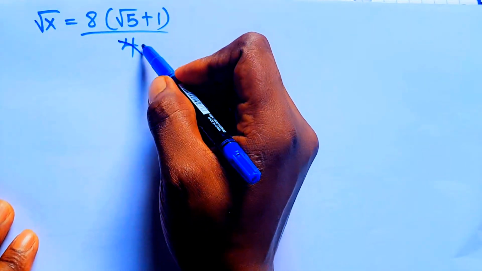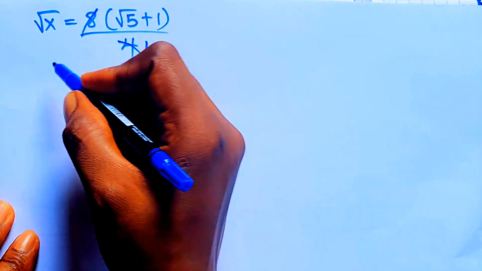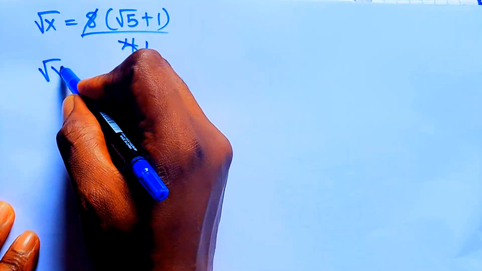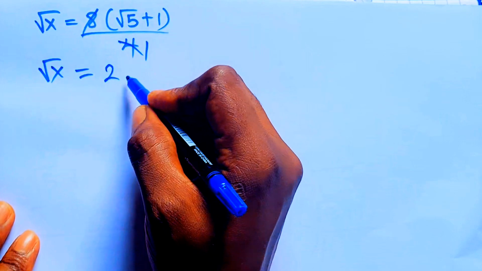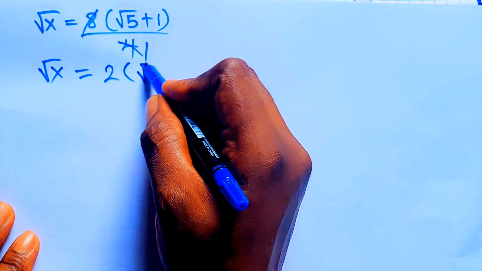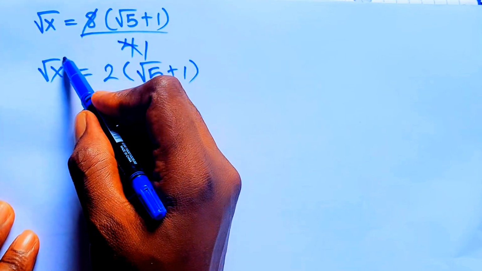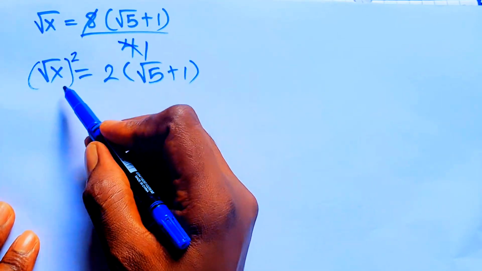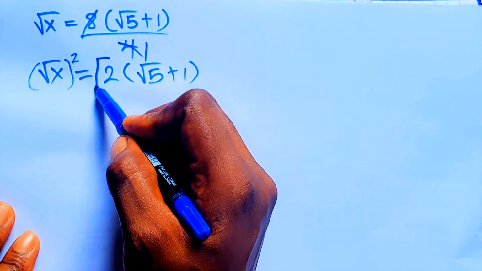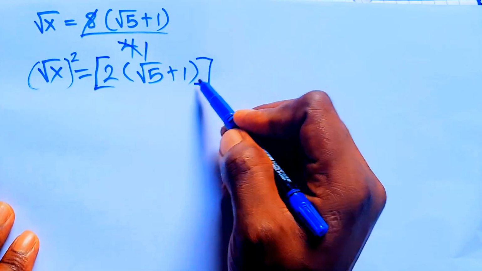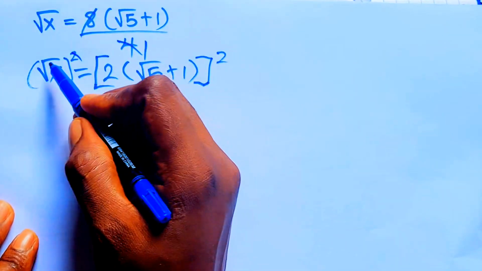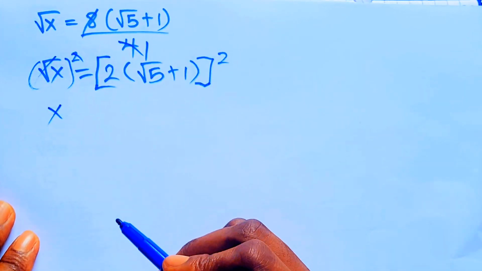From here, this 4 will divide 8 and give us 2. So we have square root of x, and this equals 2, open parenthesis, square root of 5 plus 1, okay? Now, from here, we can square both sides so that we can remove this square root here, okay? So we are going to introduce square brackets, and we'll square here. So this square will cancel out this square root, and we'll have only x here.